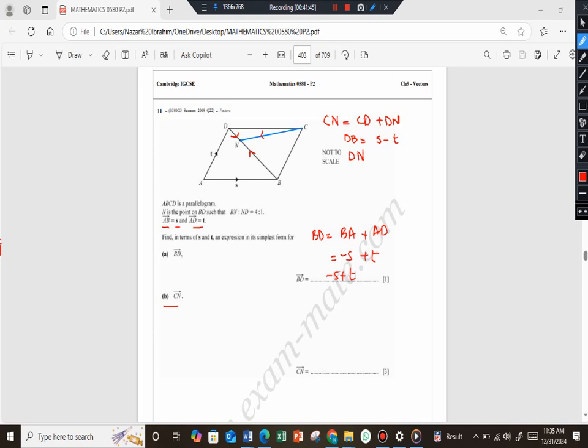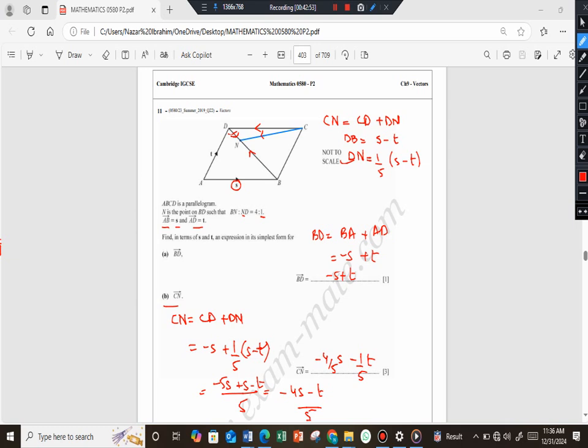So DN is equal to 1 upon 5, since the ratio is 4 plus 1, which is 5, so 1 upon 5 of S minus T. That is the DN part, right? We know CD, so CN is equal to CD plus DN. CD is in the opposite direction of DC, and DC is equal to S as it is a parallelogram. So minus S plus 1 upon 5 of S minus T. Taking LCM, minus 5S plus S minus T, upon 5. This is minus 4S minus T upon 5, which equals minus 4 upon 5 S minus 1 upon 5 T.